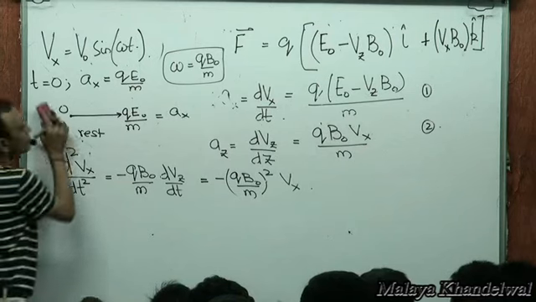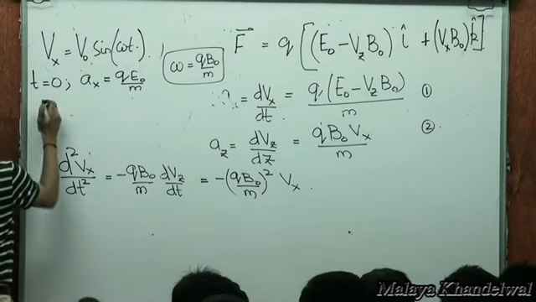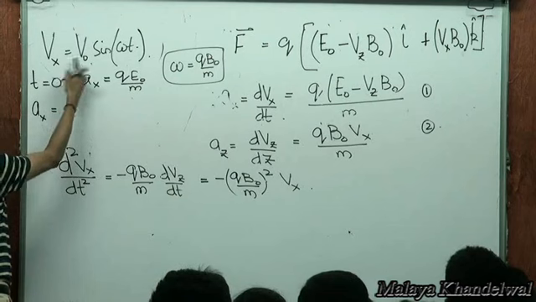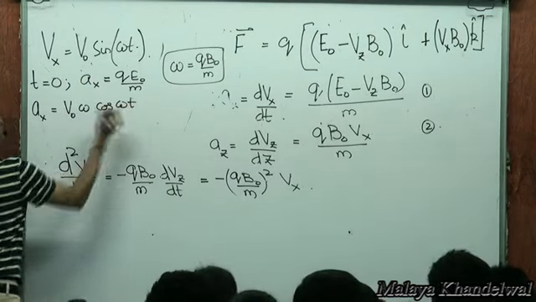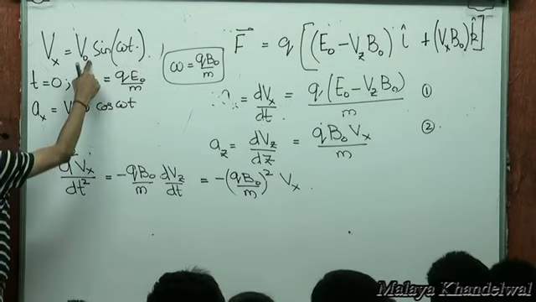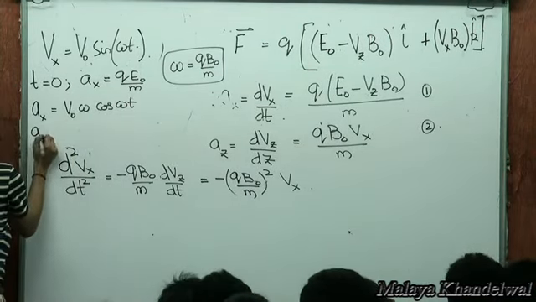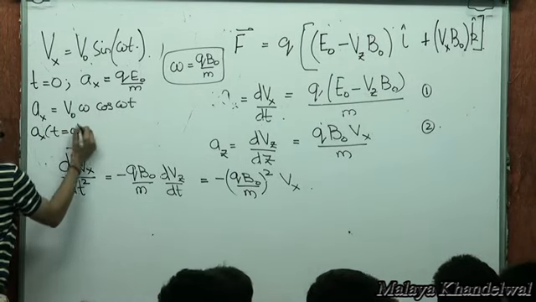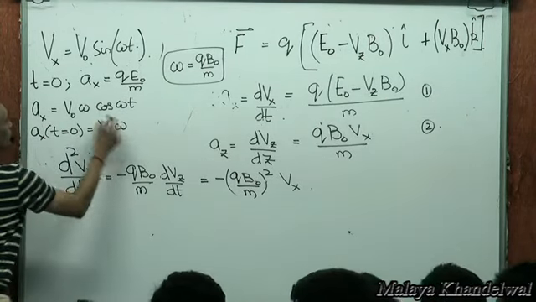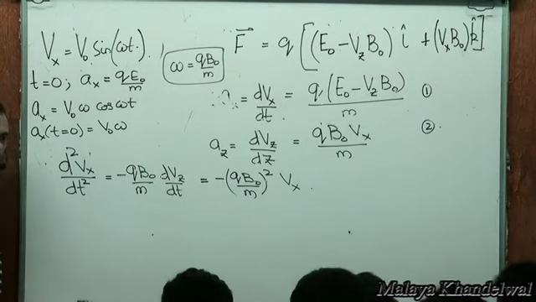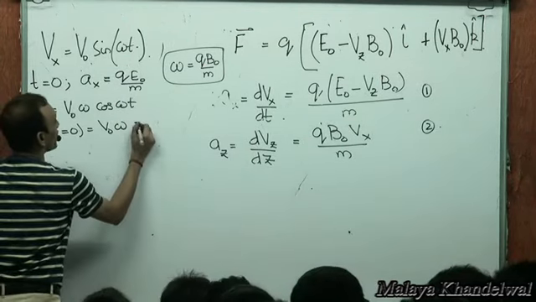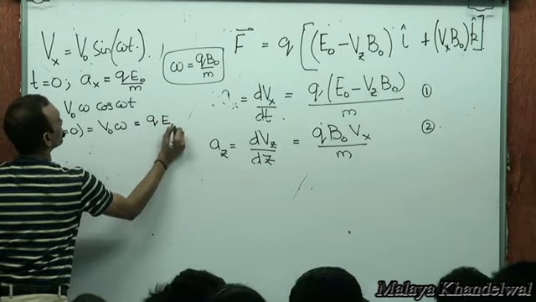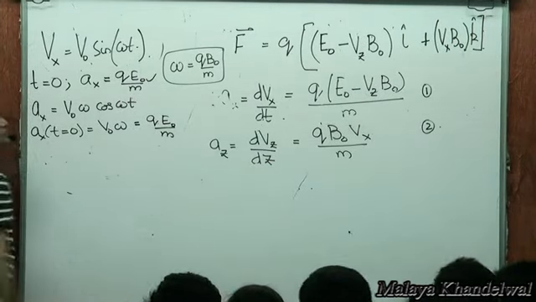Which means, what is Ax? Ax, as you can see, at any given instant of time would be V0 omega cos omega t. Right? V0 omega cos omega t. Ax at time t equal to 0 is like V0 omega. Yes or no? Which is like QE0 by m, which I showed was QE0 by m at time t equal to 0.